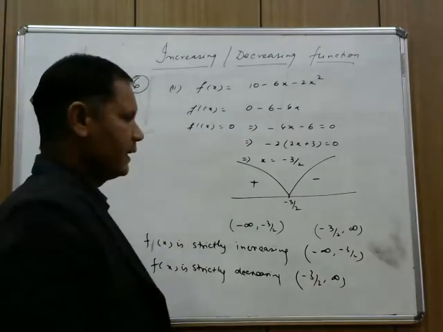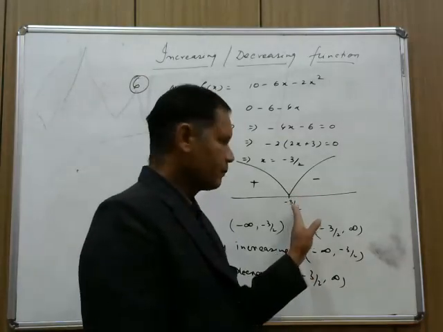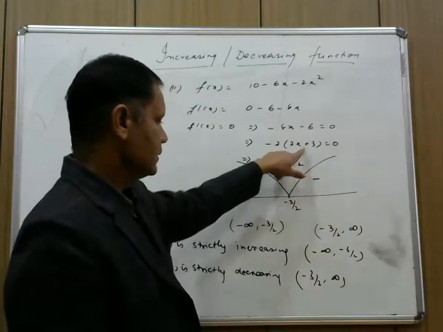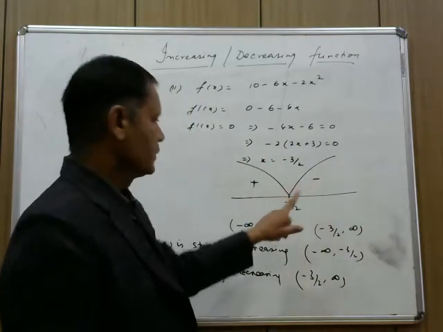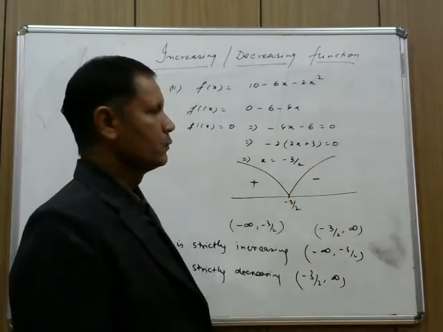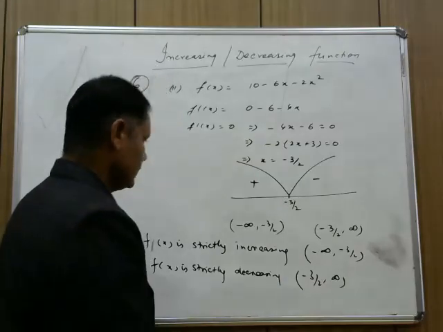If you believe, fine. If you don't believe, you can take any number after minus 3 by 2 and put the value, and you will find that this one is coming negative. And if you take any number less than minus 3 by 2 and put the value, you will get that it becomes positive. And that's why this is the answer.